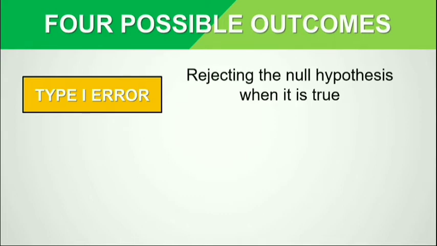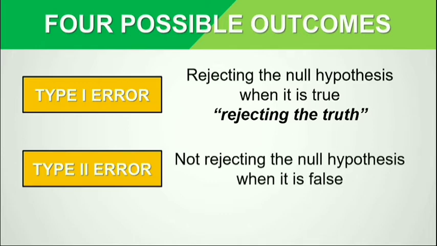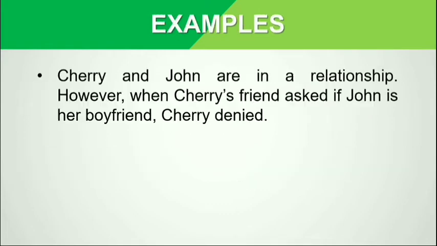So type 1 error is committed when you reject the null hypothesis even if it is true. In other words, type 1 error is rejecting the truth, while the type 2 error is committed when you do not reject the null hypothesis even if it is false. I have here some examples.